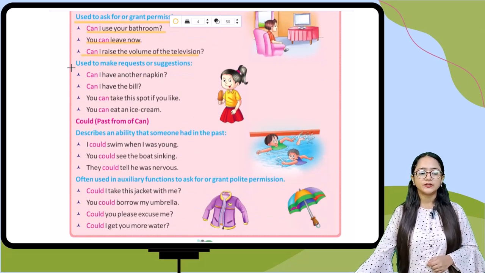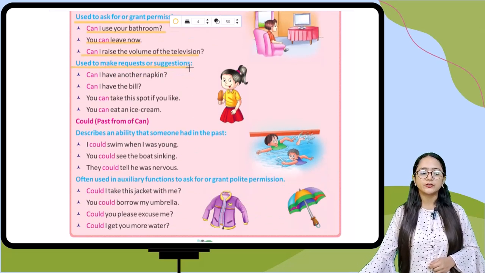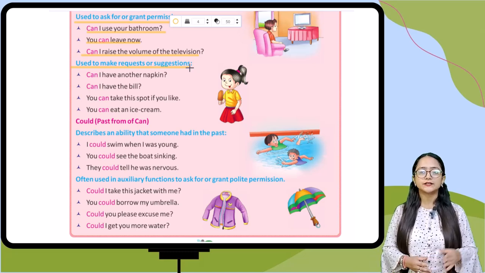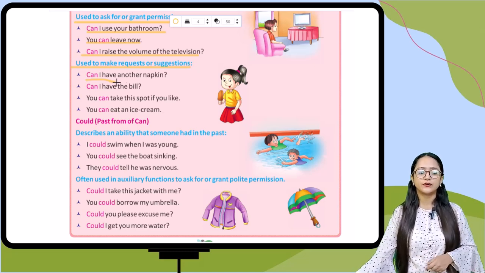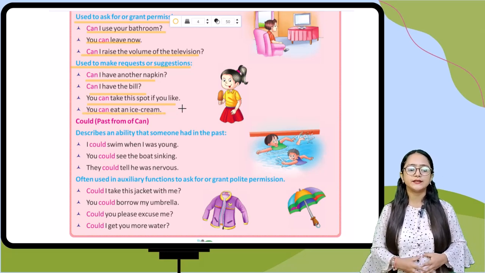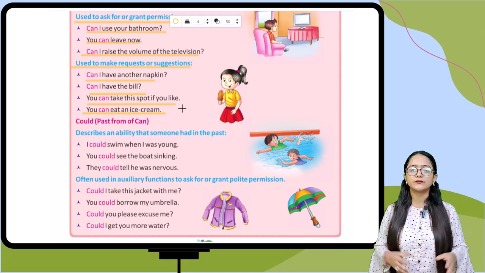Now the next thing is used to make a request or suggestion. Can is used to make some kind of request or suggestion. For example, can I have another napkin? Can I have the bill? You can take this pot if you like. You can eat an ice cream. So here you can clearly see that some kind of request and some kind of suggestion is made.